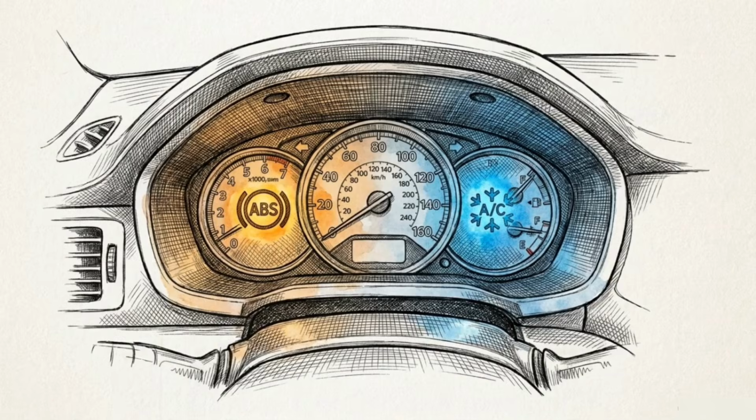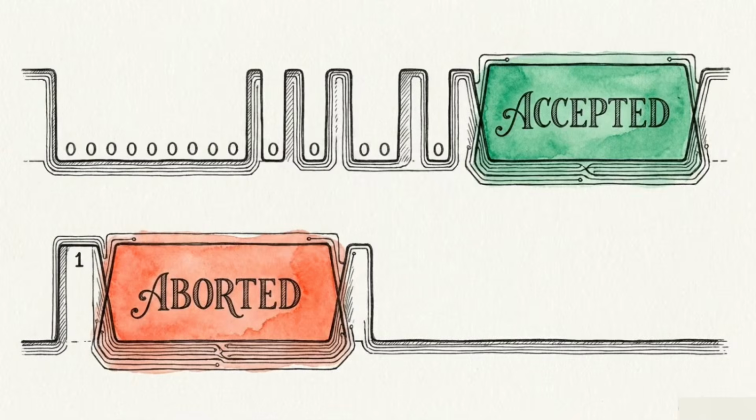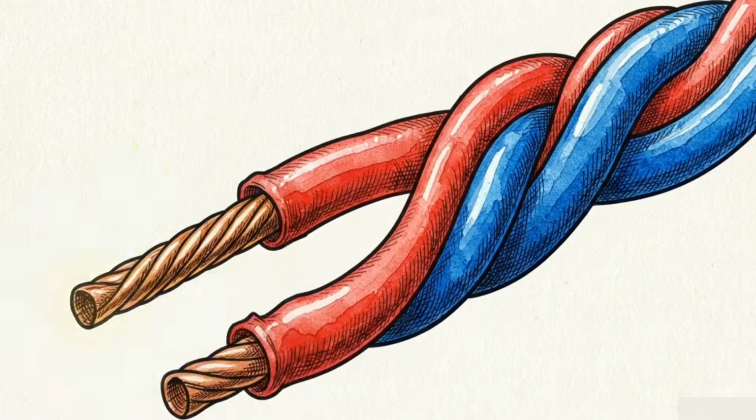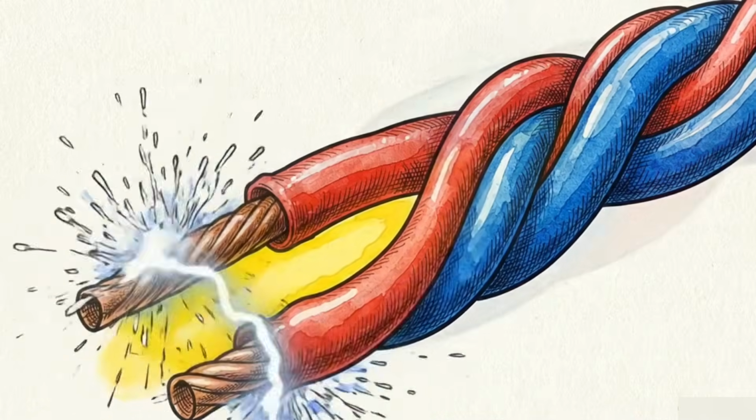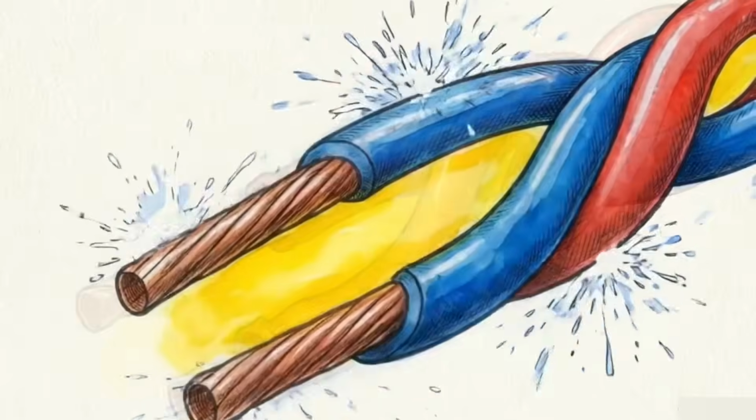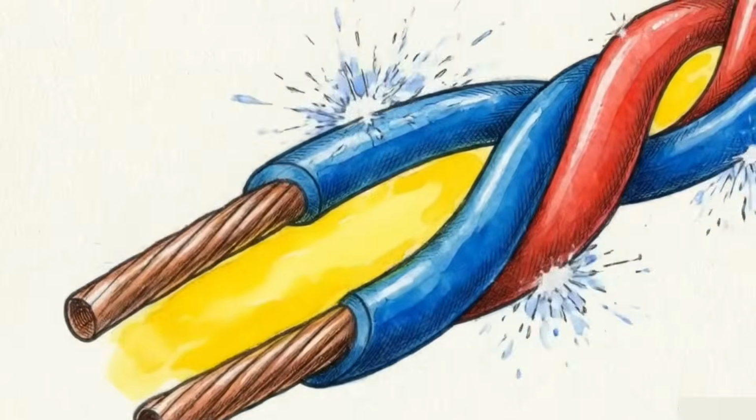If an anti-lock braking module and a climate control unit transmit at the exact same time, the message with the most leading zeros wins the bus. The hardware itself enforces absolute priority for critical safety systems. CAN achieves its reliability in hostile electrical noise by completely redefining the physical definition of a digital bit.